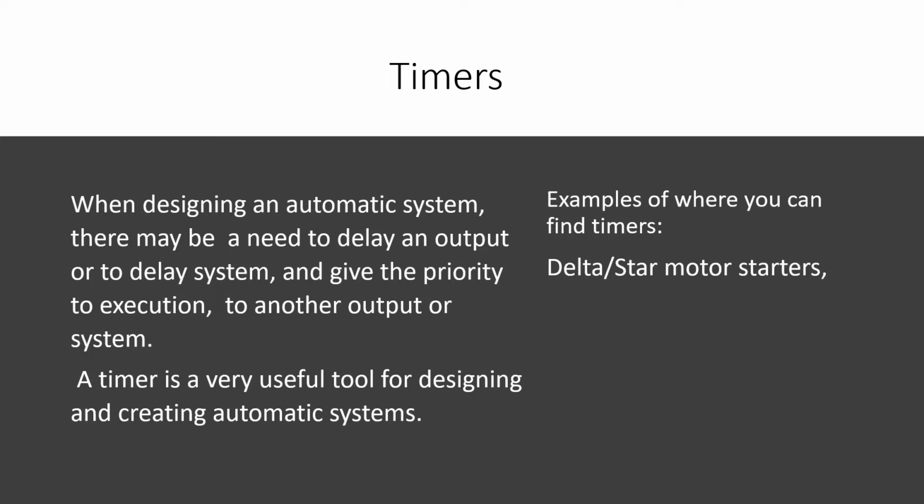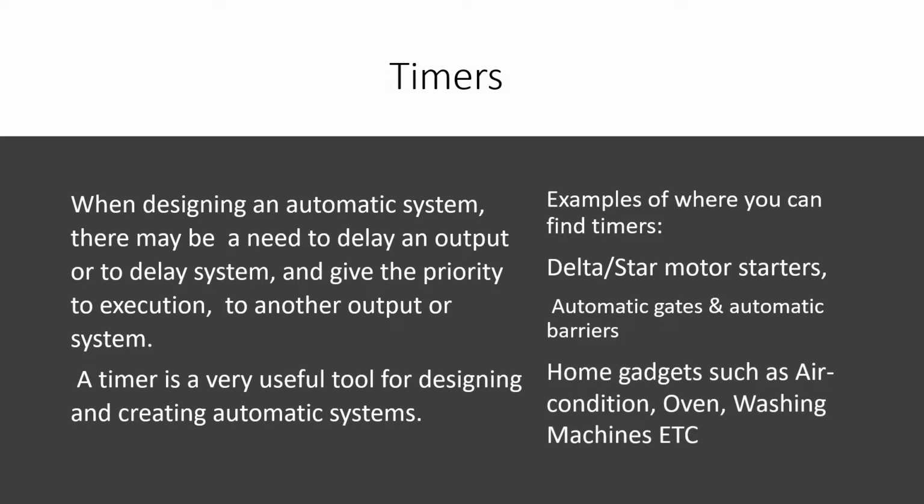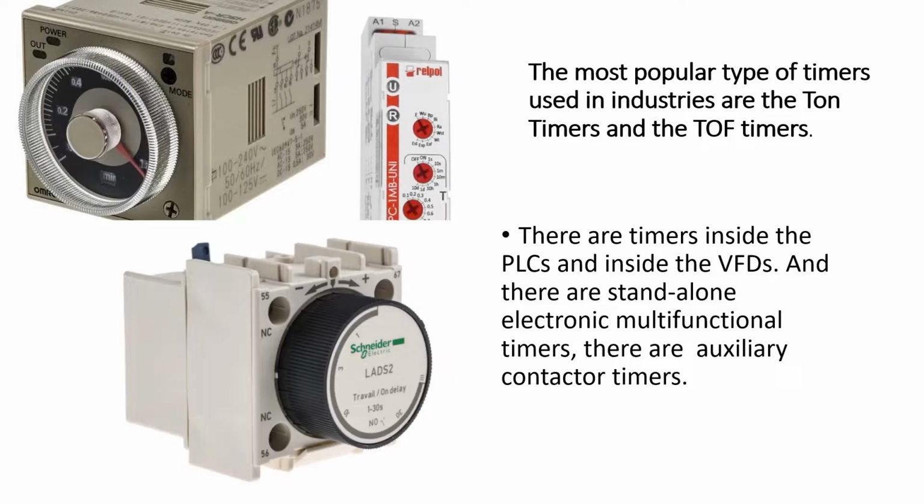The Delta motor starters. We use them to construct panels, electrical control panels. You can use them in automatic gates, automatic access barriers. When they lift, they have to spend some time before they come down, or when the automatic door gates open, they spend some time before they close. Those things are duties performed by timers. We have them in our home gadgets as well.